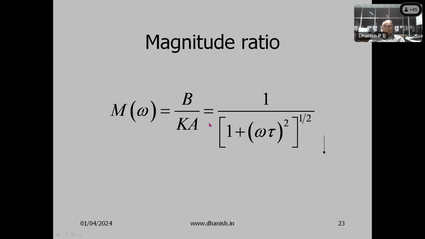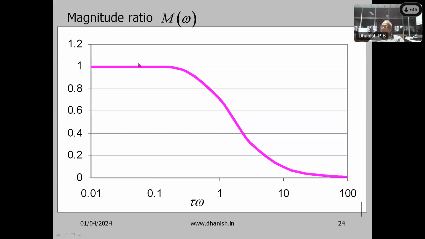So magnitude ratio, from the previous solution, is 1 by root of 1 plus omega tau square, where of course omega is the signal frequency and tau is the time constant of the instrument. If you plot the graph of M omega for different values of tau omega, tau depends on the instrument, omega depends on the signal which you are giving to the instrument. So this product determines the magnitude ratio.